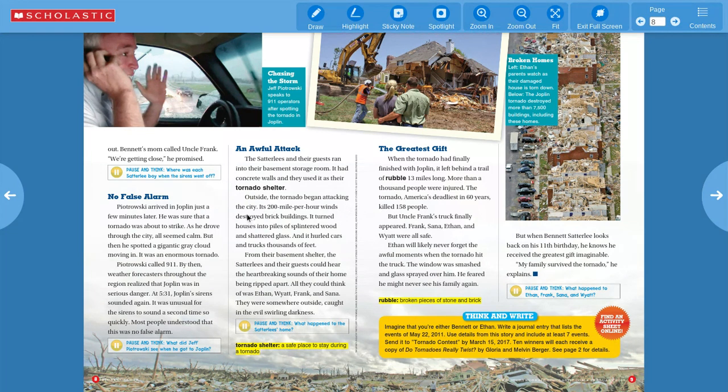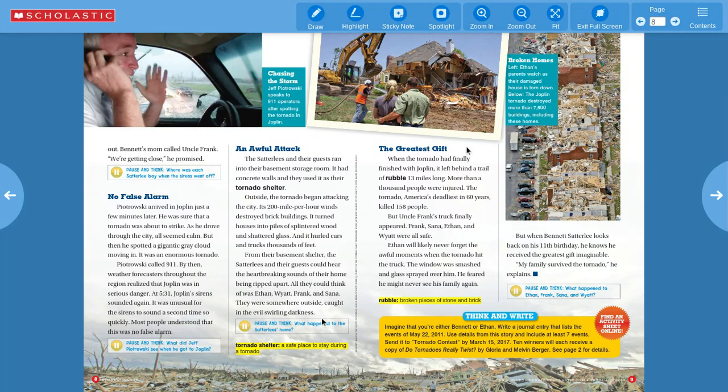Outside, the tornado began attacking the city. Its 200-mile-per-hour winds destroyed brick buildings. It turned houses into piles of splintered wood and shattered glass, and it hurled cars and trucks thousands of feet. From their basement shelter, the Starleys and their guests could hear the heartbreaking sounds of their home being ripped apart. All they could think about was Ethan, Wyatt, Frank, and Sana. They were somewhere outside, caught in the evil swirling darkness. So what happened to the home? Well, the home is being shattered, and they can hear it from their basement. They can hear their home being ripped apart.